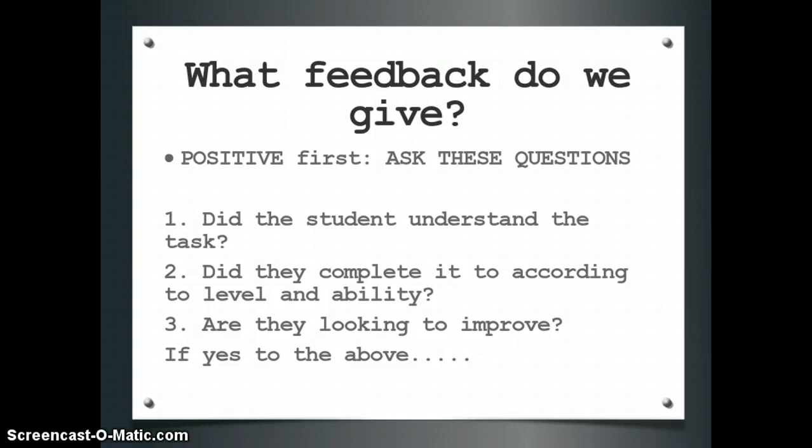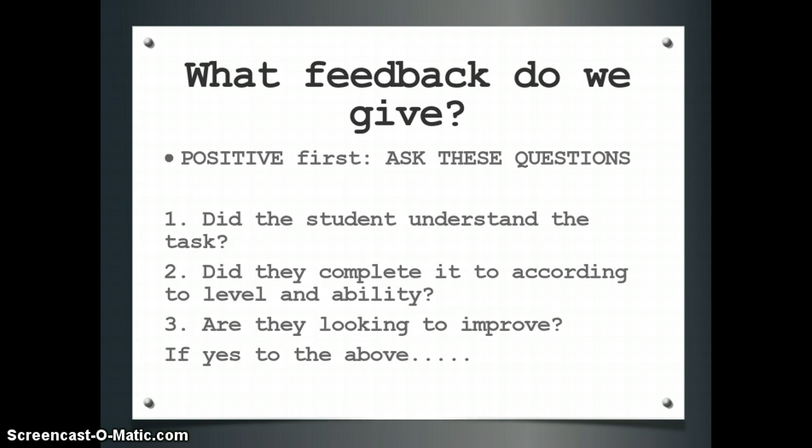First of all, did they understand what it was I wanted them to do? Because if they didn't, that's the teacher's fault. Secondly, did they complete it according to their level? What do we expect at that level? So somebody who's in level 1, maybe a 1B, I don't expect to be able to make perfect complex sentences, but if they can actually convey a meaning, or at least part of a meaning to me, that's good. They're on the right tracks. Thirdly, are they looking to improve their English?